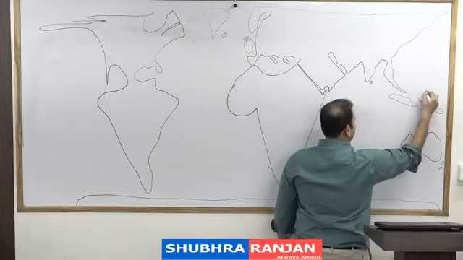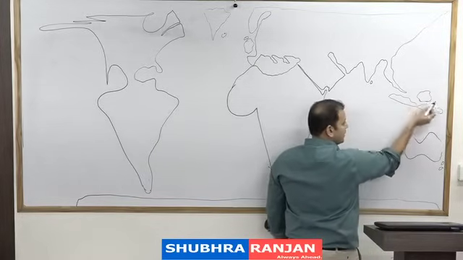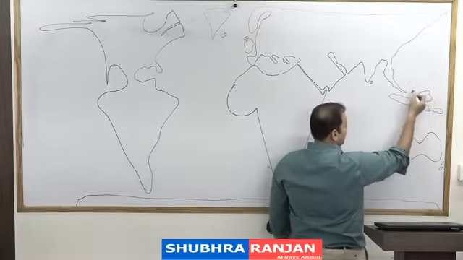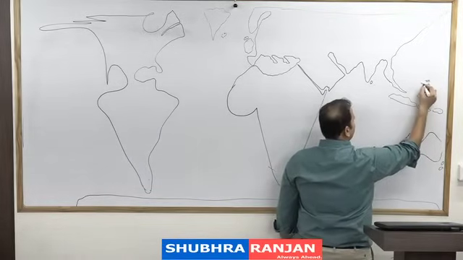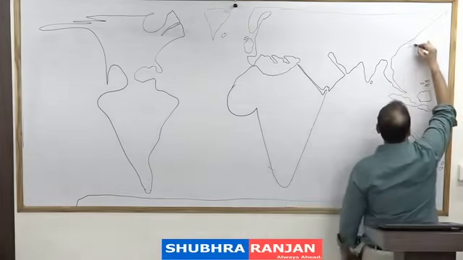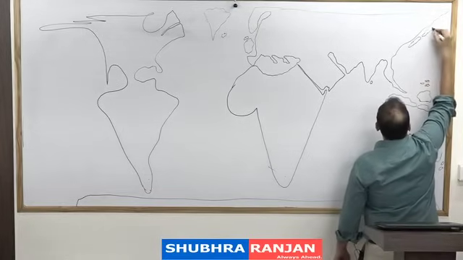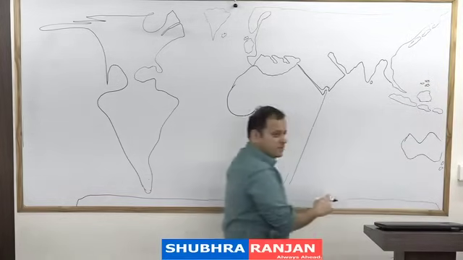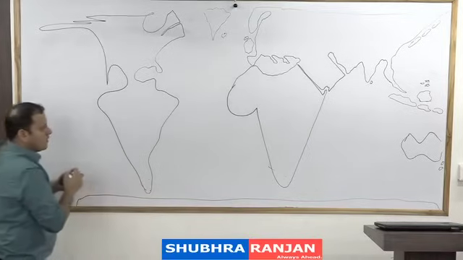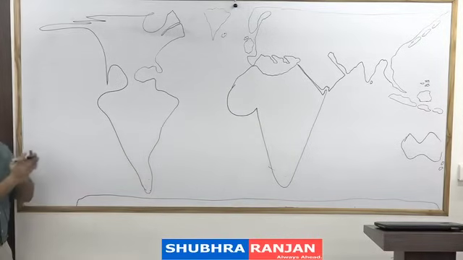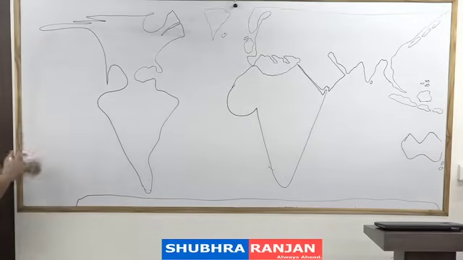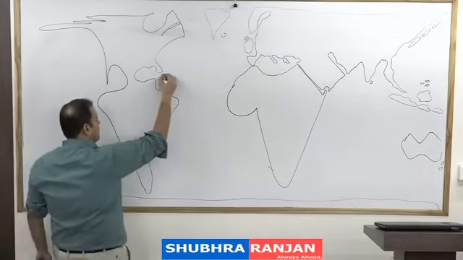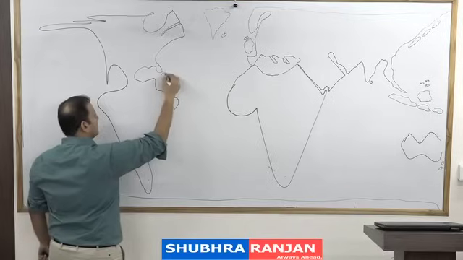So can you tell me the name of these islands? What is this country? This is Indonesia. This country is Philippines, and this country is Japan. Now can I say the world is divided into two parts? That is, one part is the northern hemisphere, the other part is the southern hemisphere.